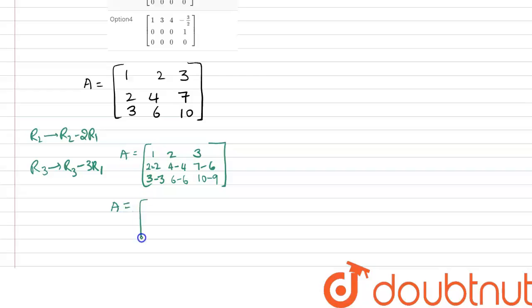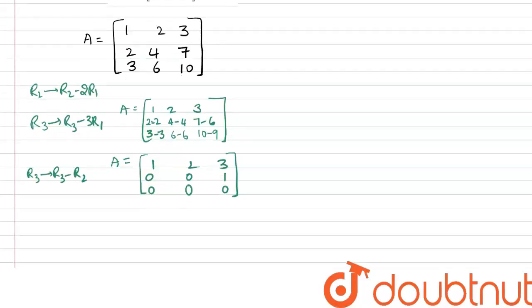Now let us do one more transformation, R3 equals R3 minus R2. If we do this, what do we get? 1, 2, 3, no change. 0, 0, 1 in R2, no change. In R3 we get 0 minus 0 is 0, 0 minus 0 is 0, 1 minus 1 is 0. Therefore, this is our echelon form. In this, how many non-zero rows do we have? 2. Therefore, the rank of the given matrix A is 2.